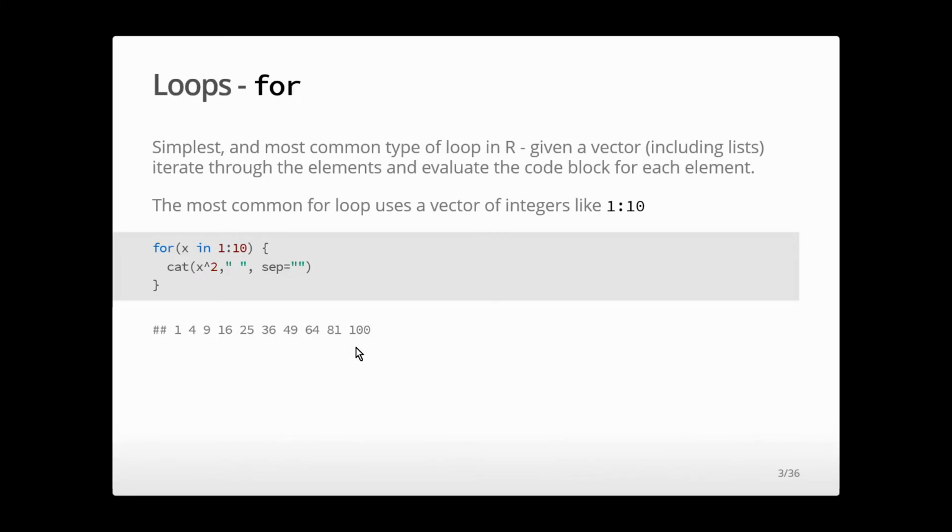All right. So we have for loops. This is probably our simplest and most common type of loop in R. You give it a vector, any kind of vector, and it iterates through those elements in the vector, and it evaluates the block of code for each element in that vector. Most commonly, the vector we give it will be like a vector of integers, like 1:10. We'll just give it that, and it will run through that vector.